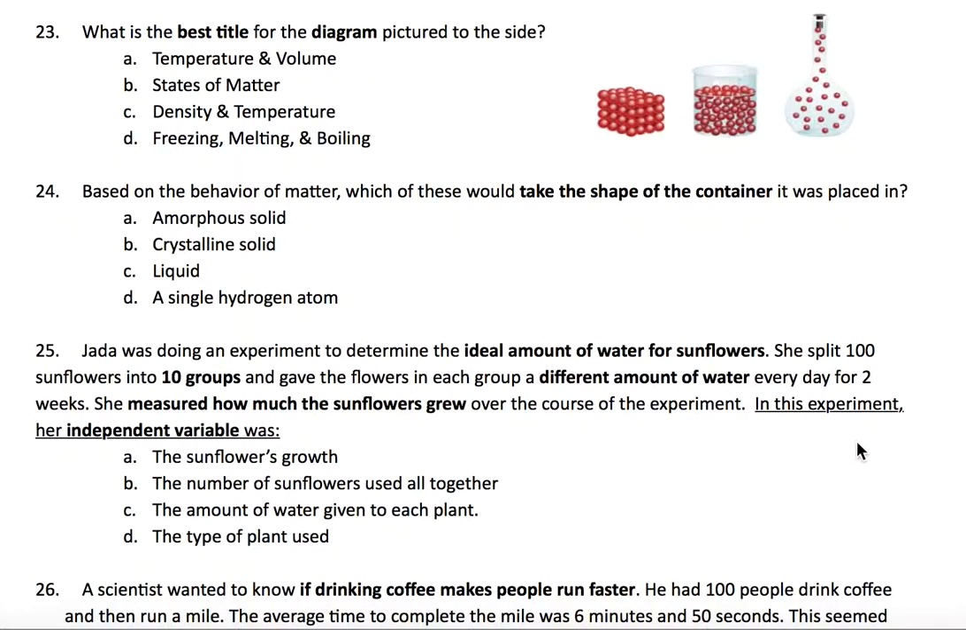Question 23. What is the best title for the diagram pictured to the side? A, temperature and volume. B, states of matter. C, density and temperature. D, freezing, melting, and boiling.